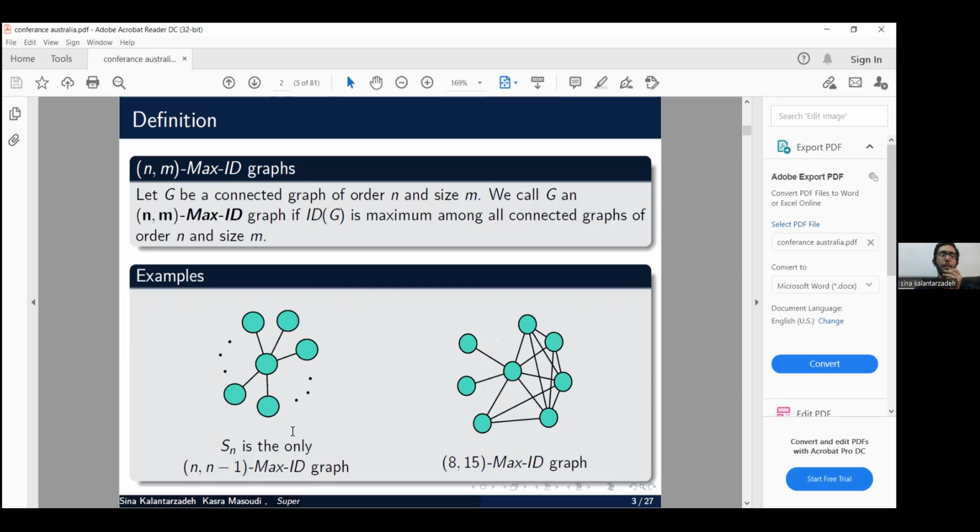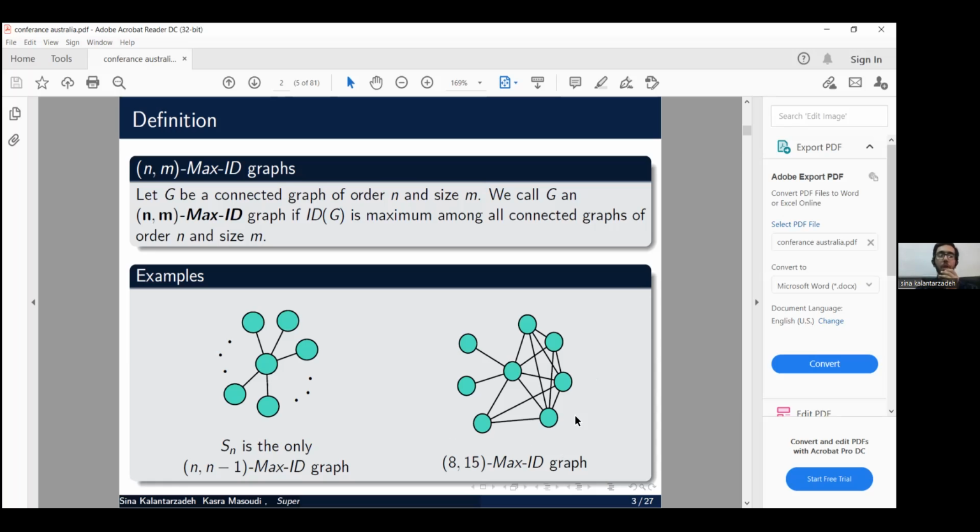If the number of edges is equal to the number of vertices minus 1, I mean, if we want to talk about trees, we can see that Sn, the star, is the only maxide graph among all trees. And here is the second example. As you see, it has 8 vertices and 15 edges, which is unique among all the 15 maxide graphs.